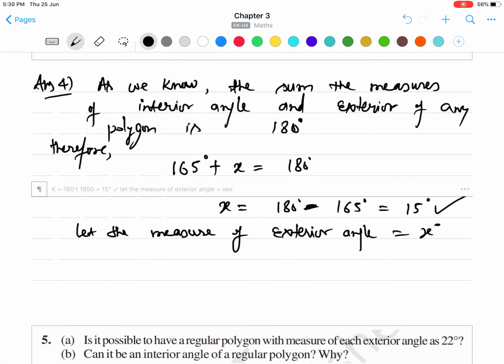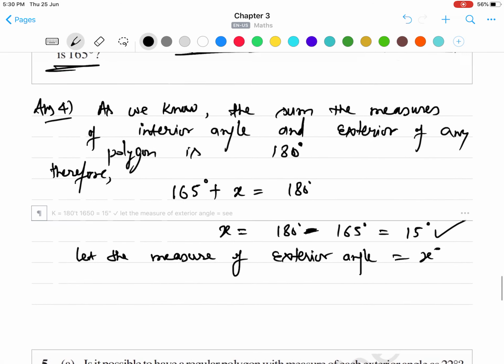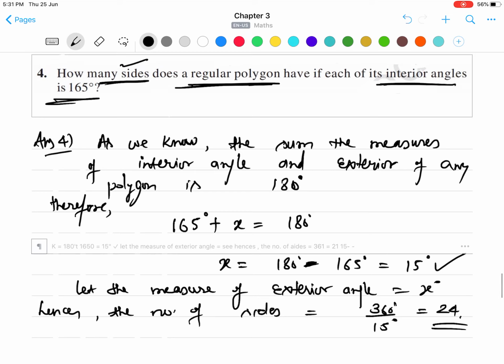Okay, so since we have got the value of x, now we can find what we are asked to find here, the number of sides. So we'll write, hence the number of sides will be equal to 360 degrees divided by 15, and when you divide 360 by 15, you will get the answer as 24. Okay, so that's our answer. The number of sides this regular polygon has is 24.